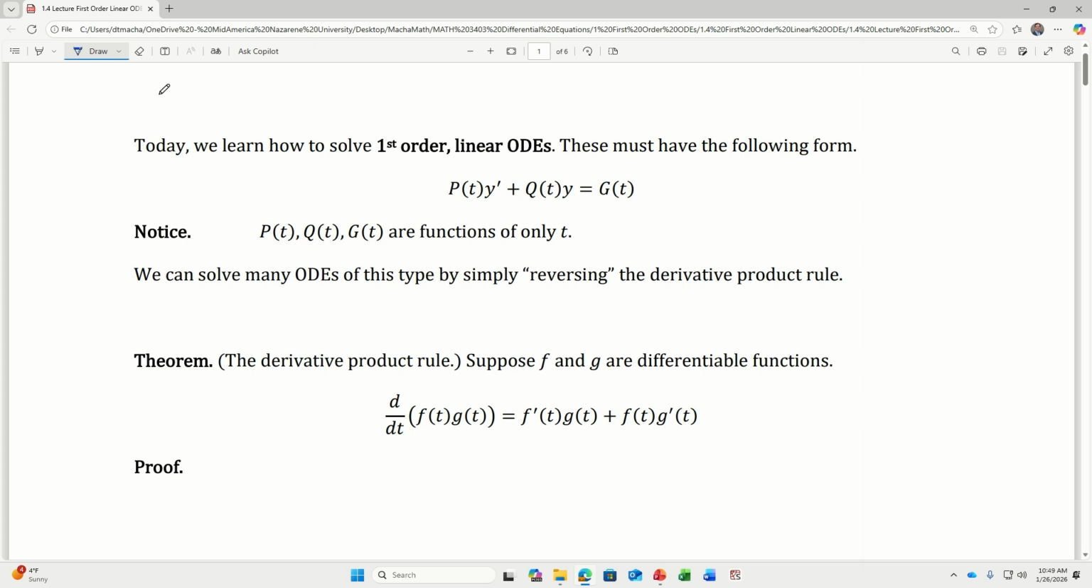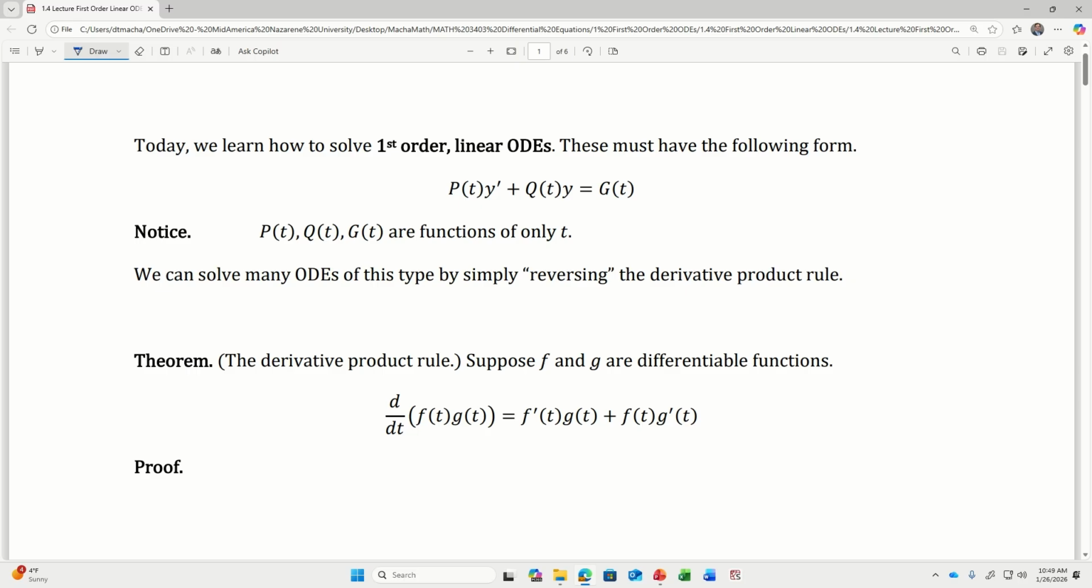And today we're doing first order linear ODEs. What it means to be linear is that it would be linear in just the dependent variable y and the derivatives of y, like y prime. And since it's first order, there's only a first derivative. So it has to look like this: you get a function of t times y prime plus a function of t times y equals a function of t.